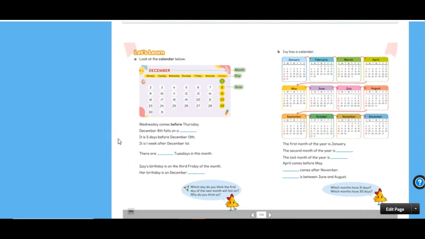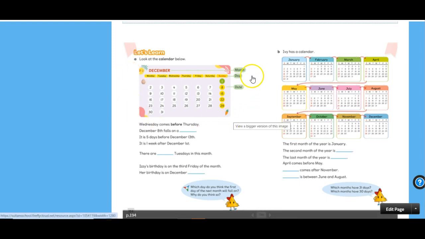All right, so let's look at the calendar below. As you can see, you have the name of the month there, which is December. Then you have the days of the week at the top: Monday, Tuesday, Wednesday, Thursday, Friday, and Saturday. And the numbers are the date of that month.